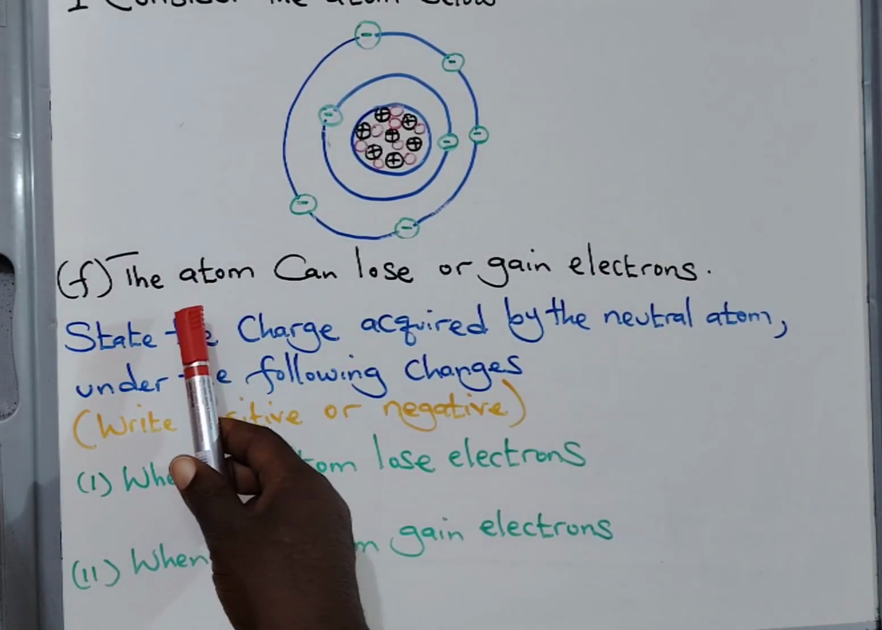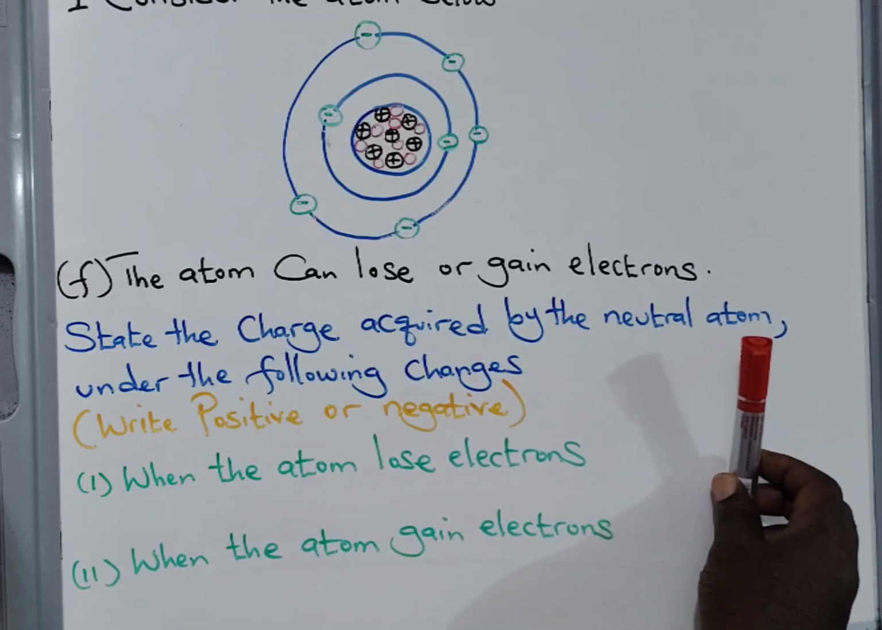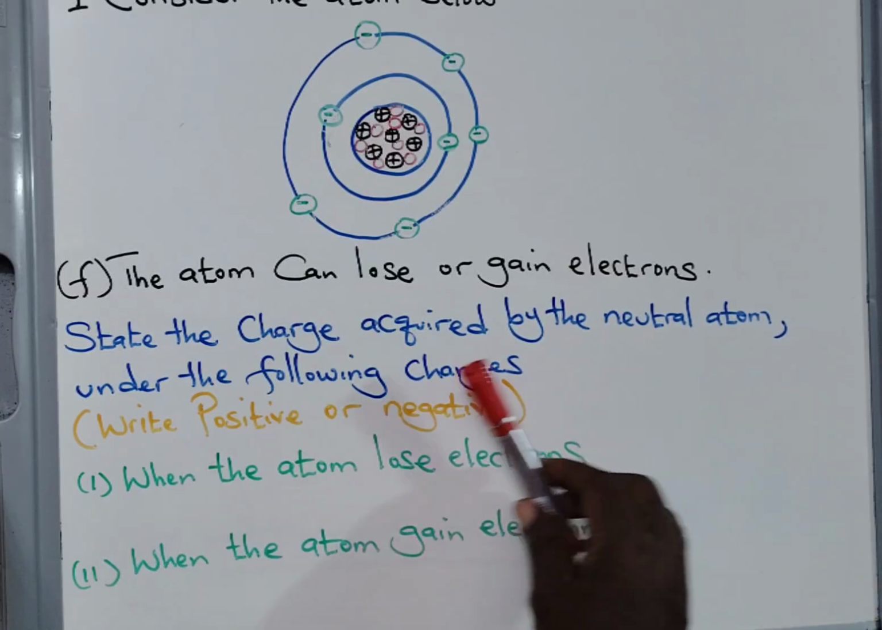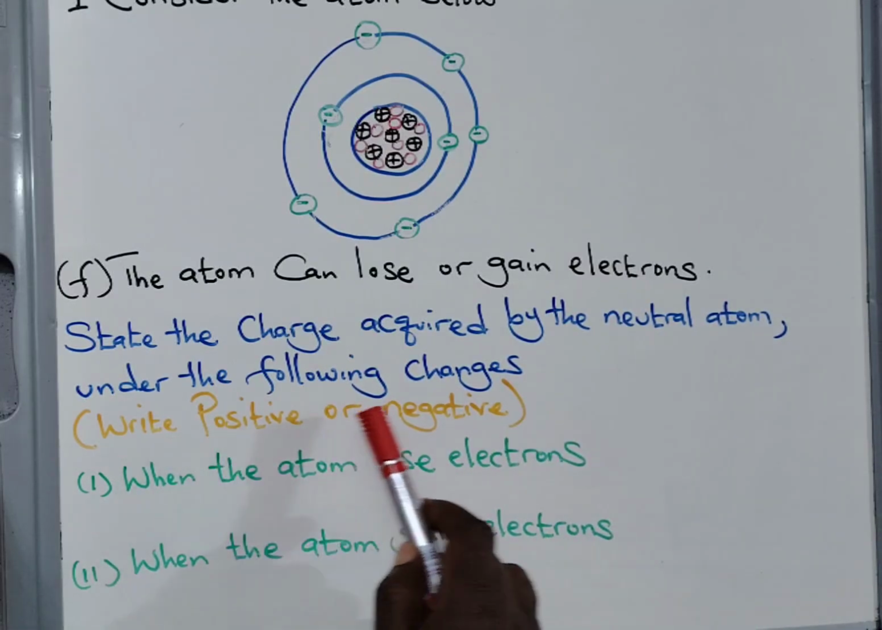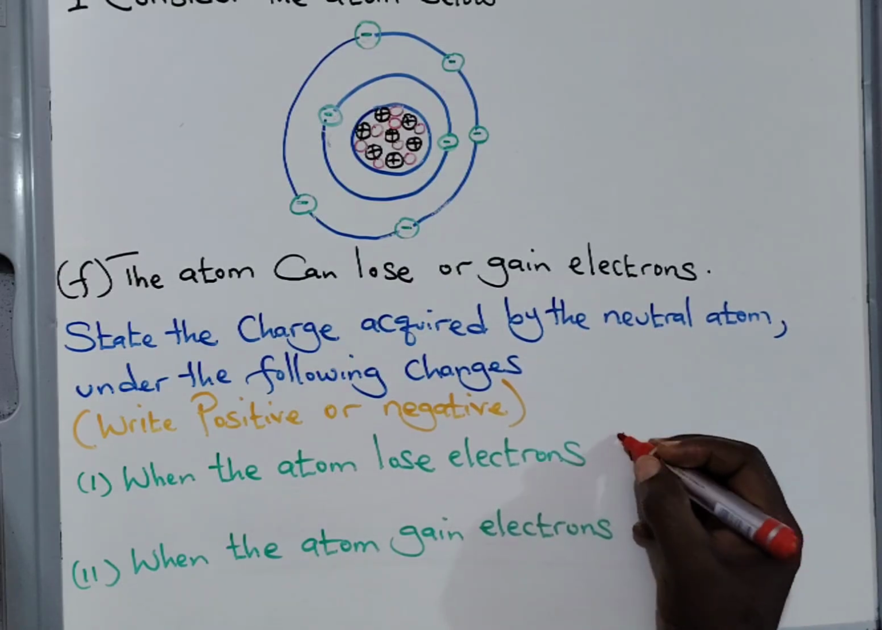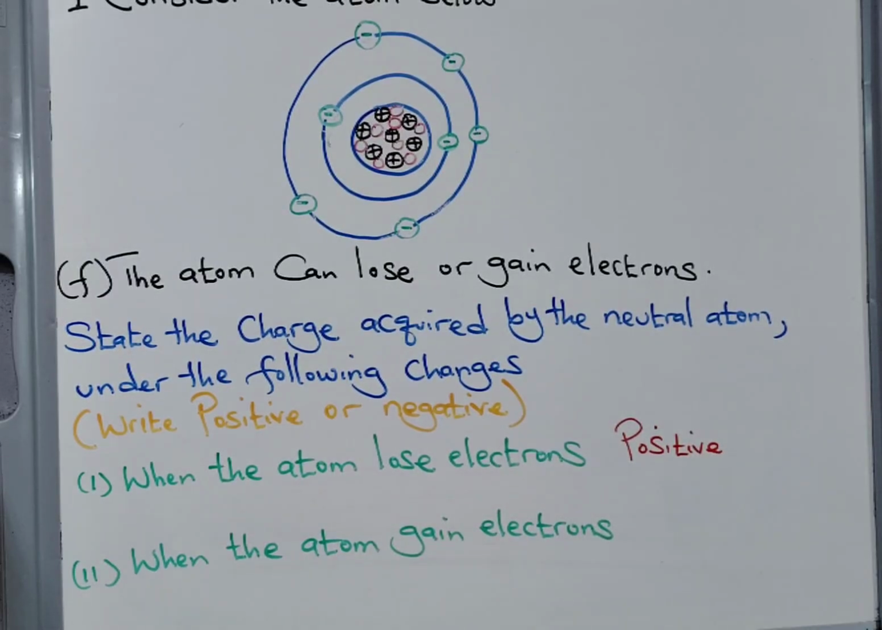So now we come to this question. It says the atom can lose or gain electrons. State the charge acquired by the neutral atom under the following changes. Write positive or negative. The first one, when the atom loses electrons. What charge is acquired by the atom when it loses electrons? The atom becomes positive. Yes, it becomes a positive ion.